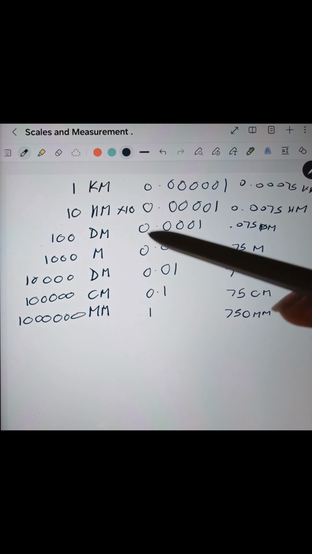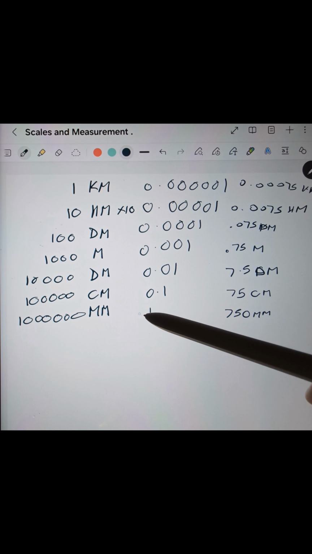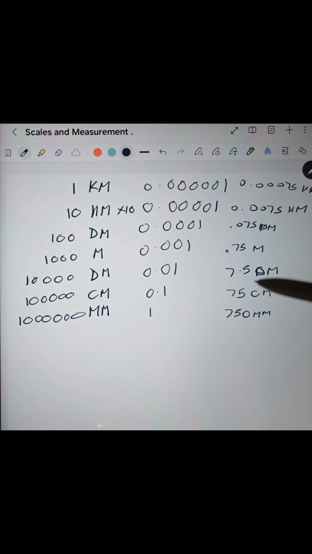Multiply by 10 when going from a higher unit to a lower unit, and divide by 10 when going from a lower unit to a higher unit. This is the entire metric system.